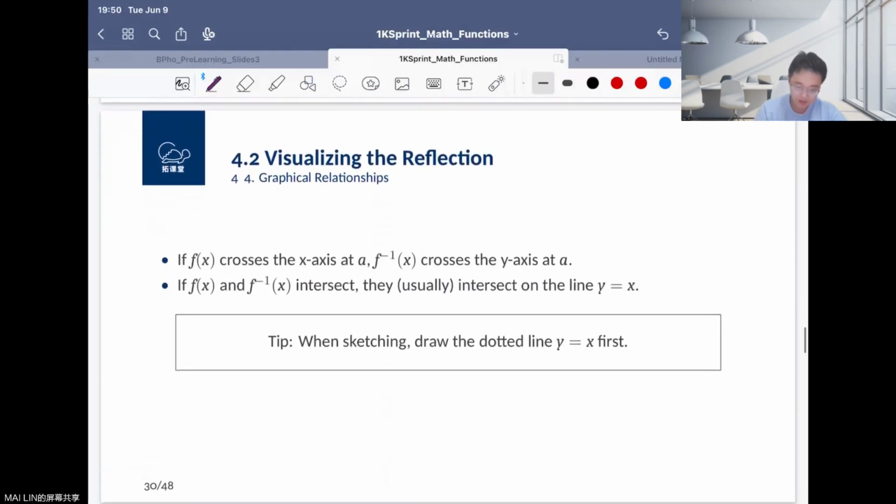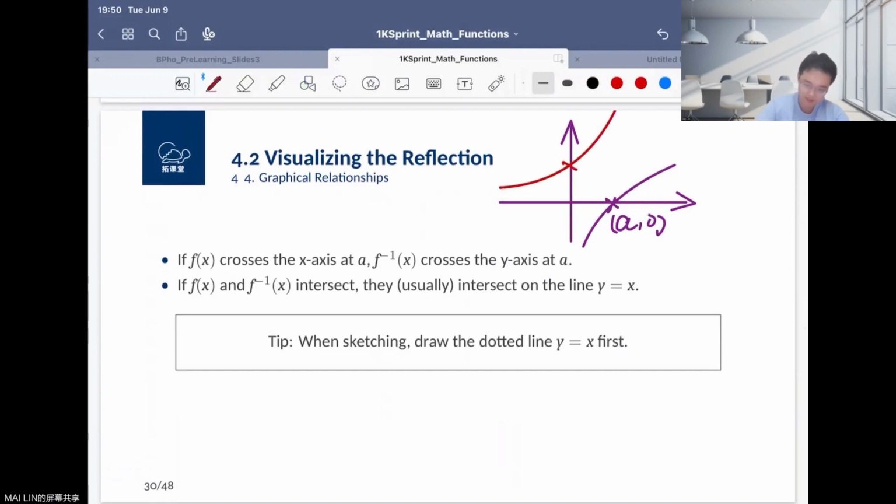We can also visualize the reflection like this: if f(x) crosses the x-axis at (a, 0), the f(x) inverse function crosses the y-axis at (0, a). So we can try to draw the graph this way. First it crosses the x-axis at a, and then it crosses the y-axis at a, like here. That is the reflection. You can find that the x coordinate and the y coordinate swap.